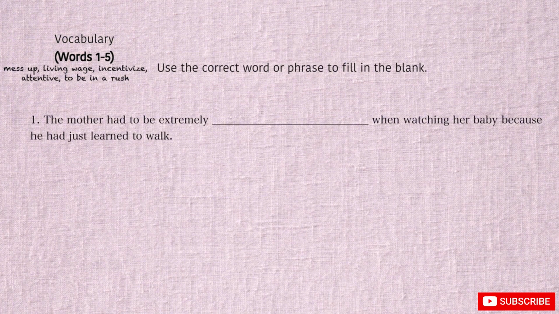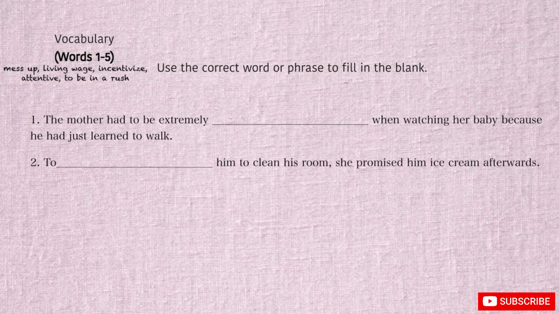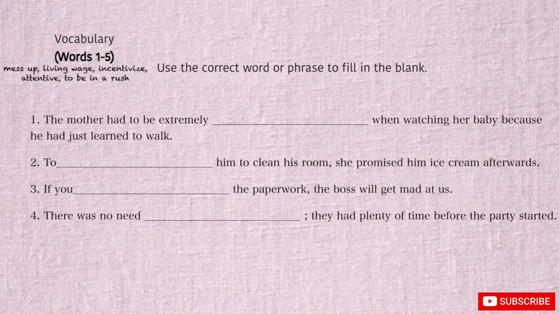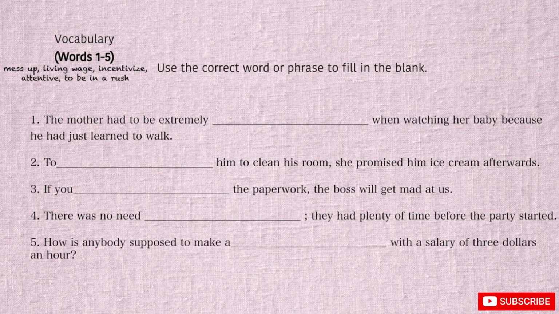Using vocabulary words numbers 1 through 5, use the correct word or phrase to fill in the blank. Number 1. The mother had to be extremely blank when watching her baby because he had just learned to walk. Number 2. To blank him to clean his room, she promised him ice cream afterwards. Number 3. If you blank the paperwork, the boss will get mad at us. Number 4. There was no need to blank. They had plenty of time before the party started. Number 5. How's anybody supposed to make blank with a salary of $3 an hour?